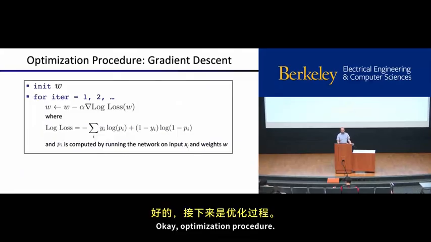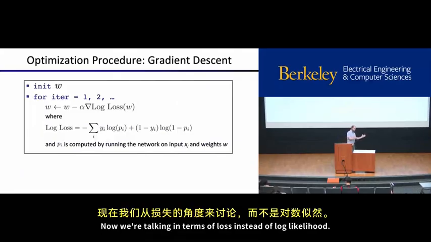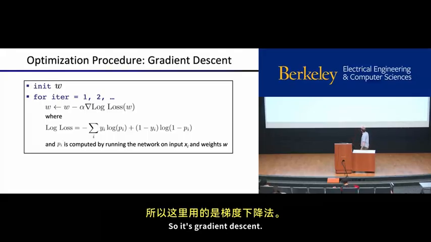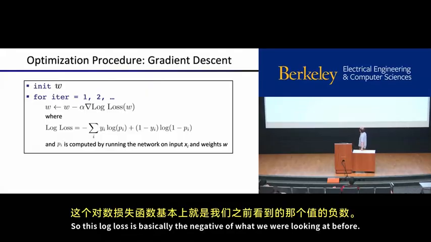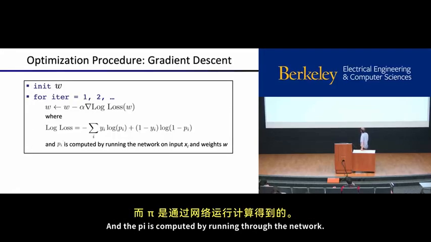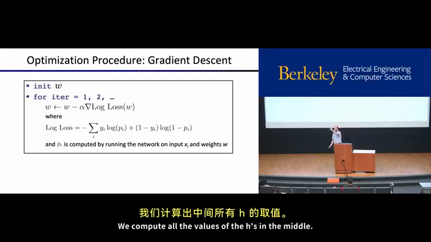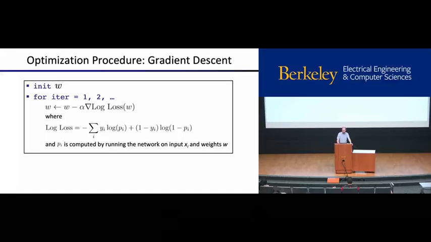Okay, optimization procedure. Now we're talking in terms of loss instead of log likelihood, but really it's just the negative of what we saw before. So it's gradient descent. This is a minus sign now. So this log loss is basically the negative of what we were looking at before. And the pi is computed by running through the network. We start with the x's, we compute all the values of the h's in the middle, and then we get to the end.